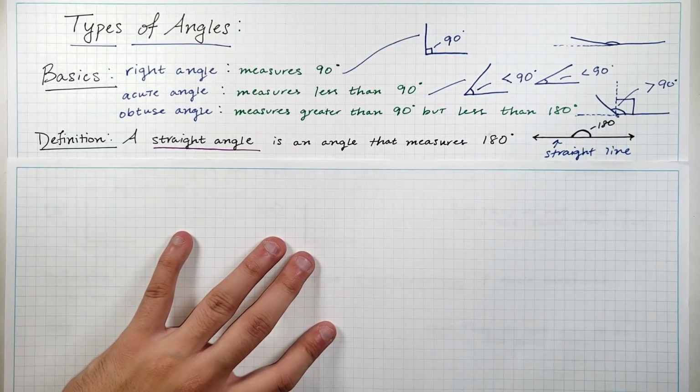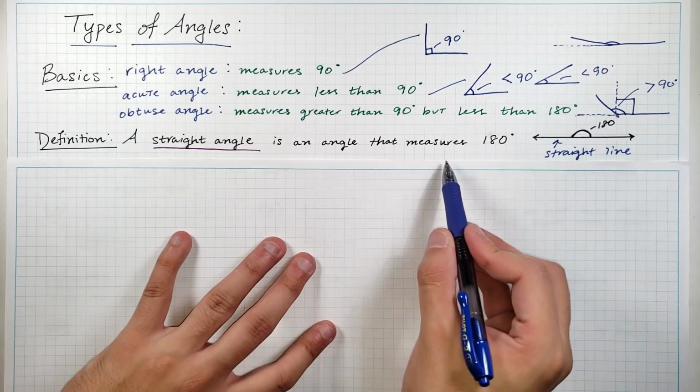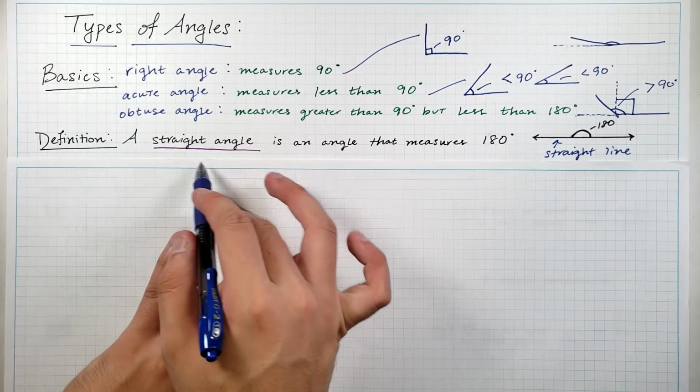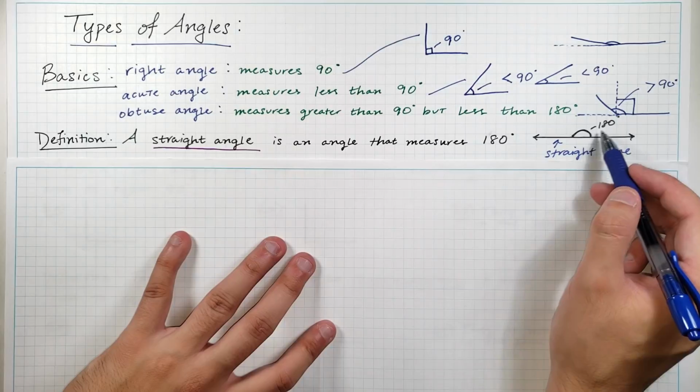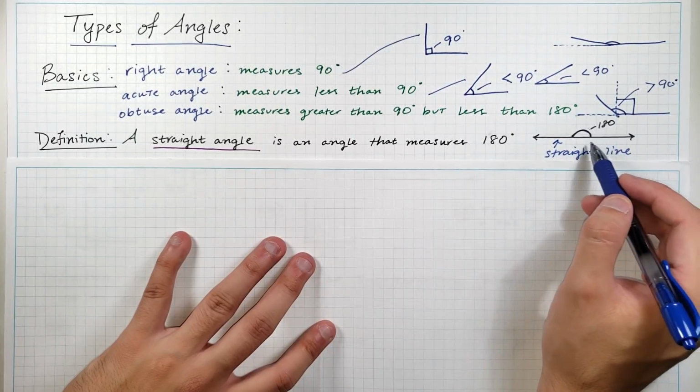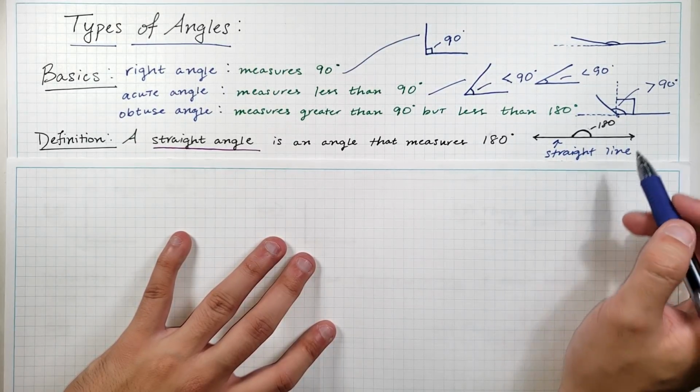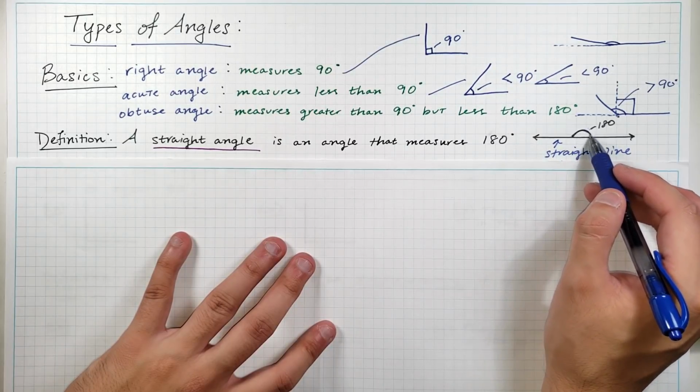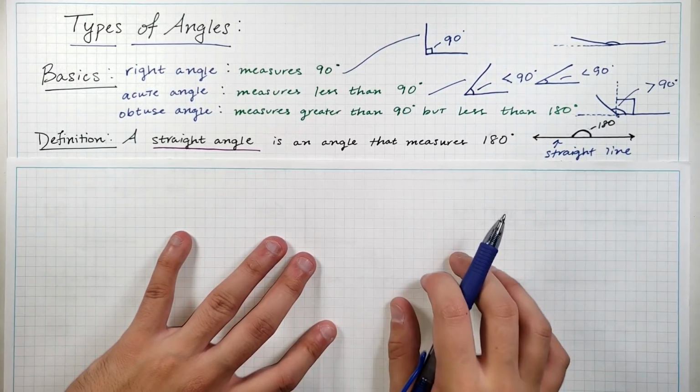All right, it's pretty straightforward. So a straight angle measures 180 degrees. A straight angle is the measure of the degrees of a straight line, pretty much. It's the arc. It's the degree measure from a straight line. All right, that's pretty much all it is.